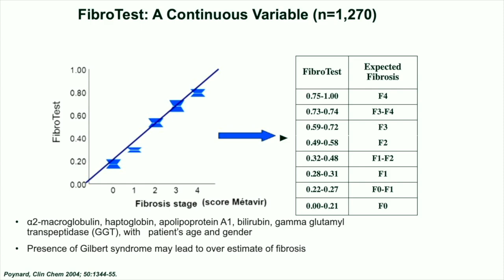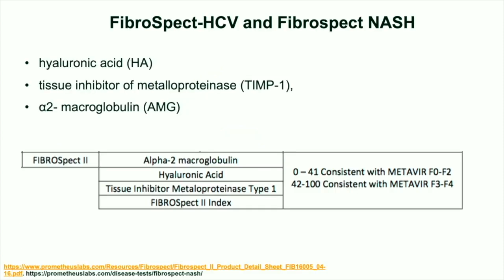Caveat here: if you have Gilbert syndrome, the bilirubin is high, and it will automatically make the results not valid, so this is one of the very straightforward consults we see. A young person comes in with Gilbert syndrome, bilirubin's 2, and it says you have F4 fibrosis, and you just simply do an elastography, reassure the patient, and they're quite satisfied. So it can't be used in those with elevated bilirubin.